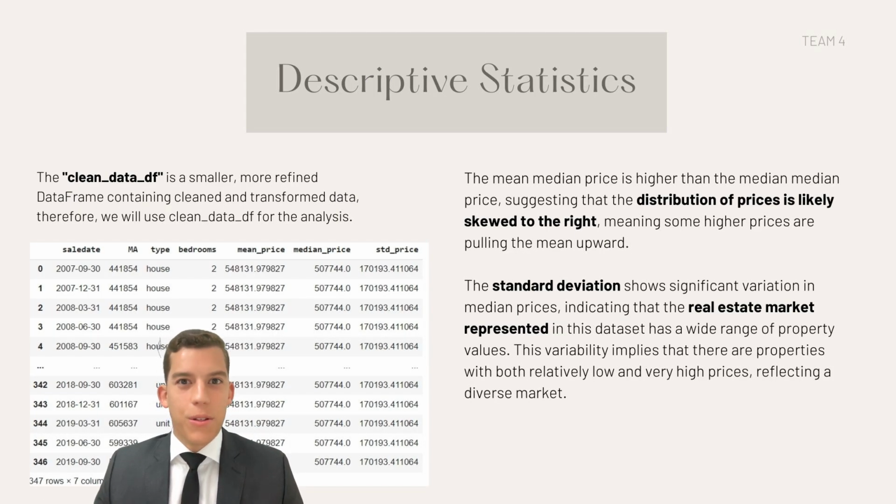After doing the descriptive statistics, we decided to use the Clean Data DF as a smaller and more refined data frame containing cleaned and transformed data. We also saw that the distribution of prices is likely skewed to the right, meaning some higher prices are pulling the mean upward. Also, the standard deviation showed significant variation in median prices, indicating that the real estate market represented in this dataset has a wide range of property values.